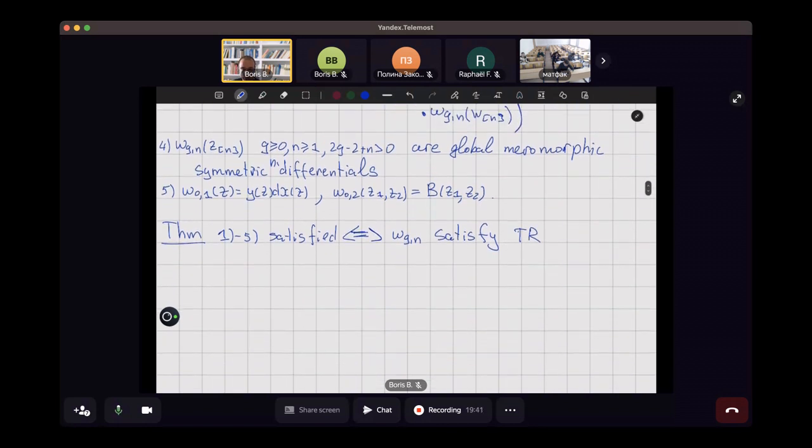Maybe I do not write down now this residue formula, but you probably remember something like that. This omega g,n, how did we, in fact, write it?